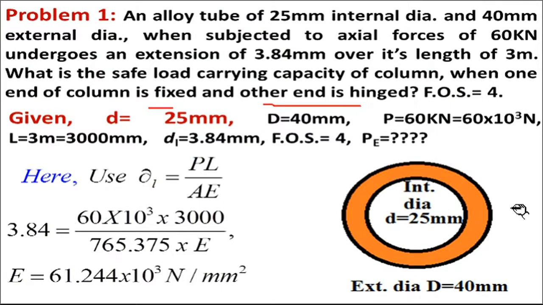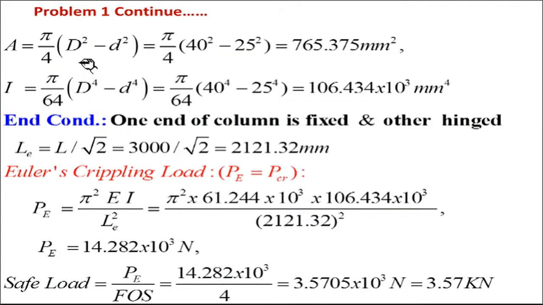For this particular column, initially you find its area and moment of inertia. Area will be pi by 4 into capital D square minus small d square. Moment of inertia for a circular section, Ixx and Iyy are both the same, so pi by 64 capital D raised to 4 minus small d raised to 4. We will get the MI of that hollow section. The end condition is one end fixed, other hinged, so Le is equal to L by root 2. You will get the effective length 2121.32 mm, and then you have to calculate the crippling load.